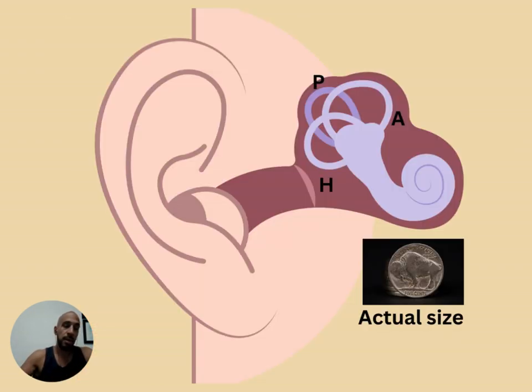And here you can see a better picture of the inner ear. It starts with the cochlea. Here is the cochlea. And then you have the anterior canal, horizontal canal, and posterior canal. And here's the size of the nickel. It's the same size of the nickel as you can see in this picture.